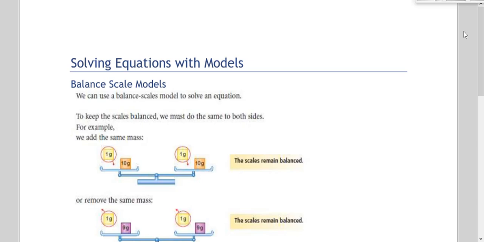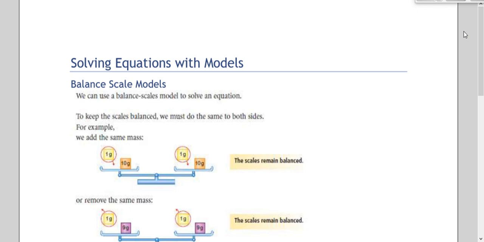Okay, so we are going to look at solving equations with models. The first one we're going to look at is balance scale models. And we can use these to solve an equation by understanding the fact that we need to do the same thing to both sides in order to keep the scales balanced.